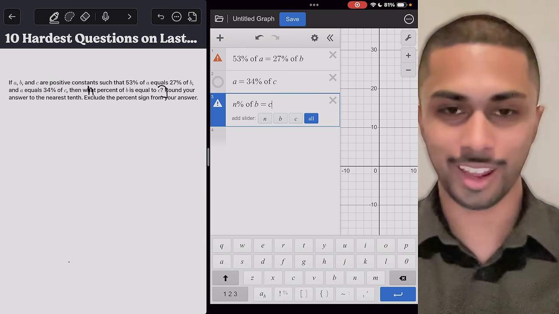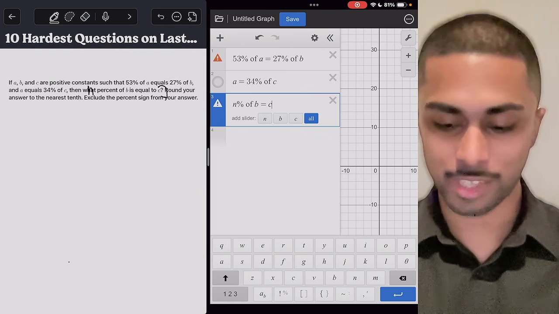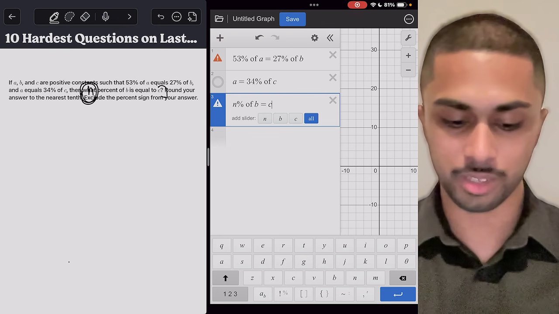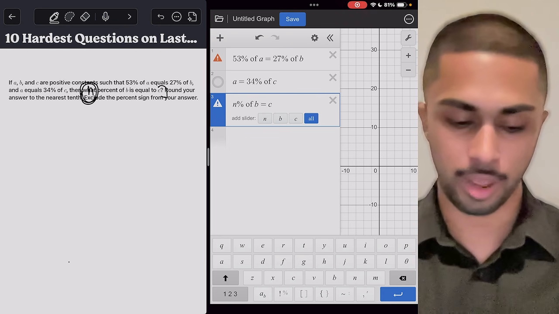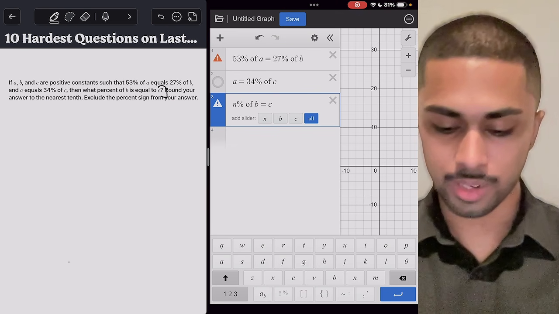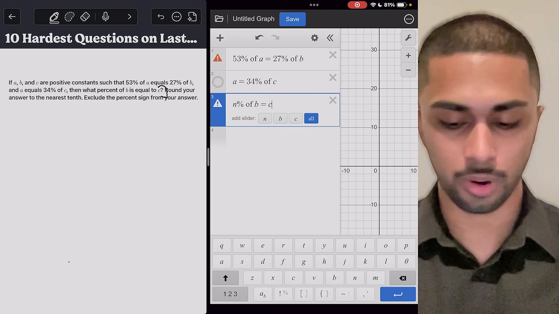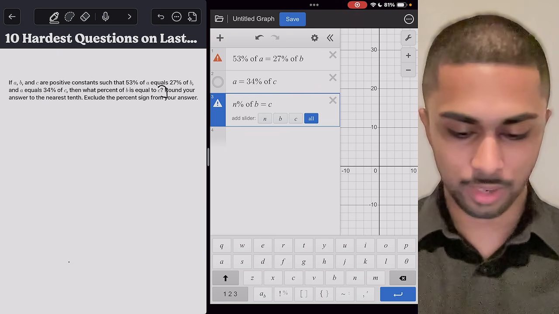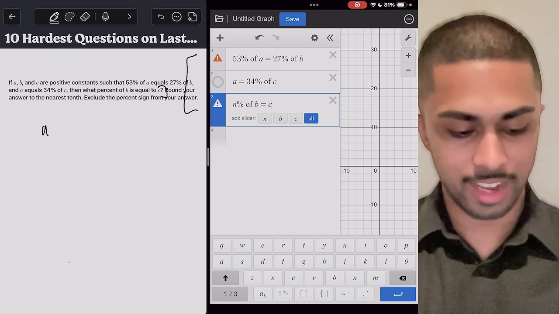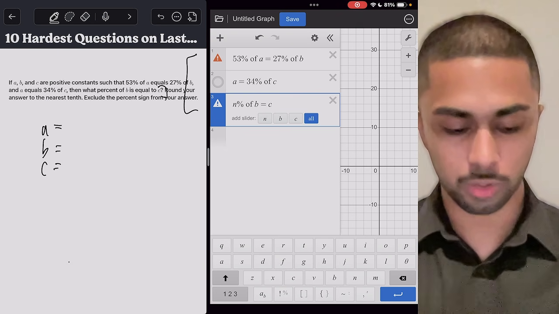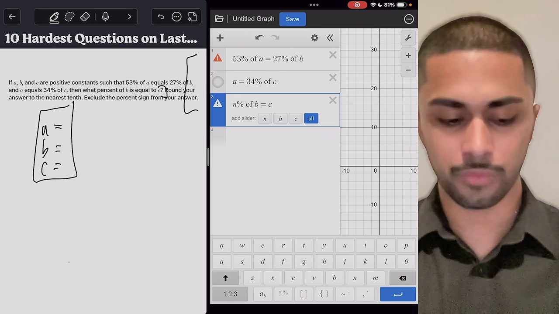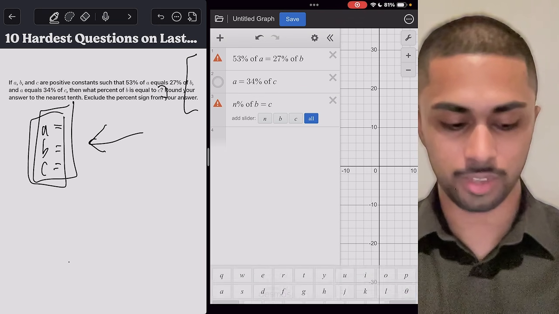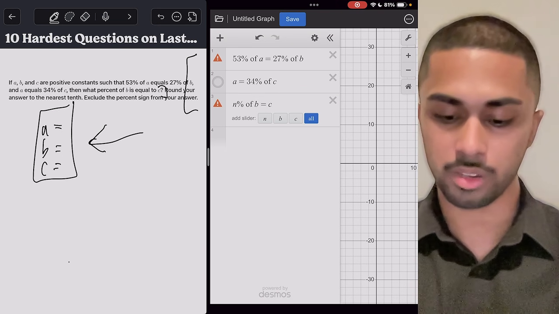All right, we don't want to add any sliders. We want Desmos to calculate the value of n for us, because since it's asking for what percent of B is equal to C, we want to find out what n is. Here's how Desmos is going to calculate that for us. The first thing that we are going to do is on Desmos, there should be an A equals, a B equals, and a C equals. Why? Because Desmos only likes when variables are defined like this, when they're on the left-hand side of the equal sign, and they're defined only once.